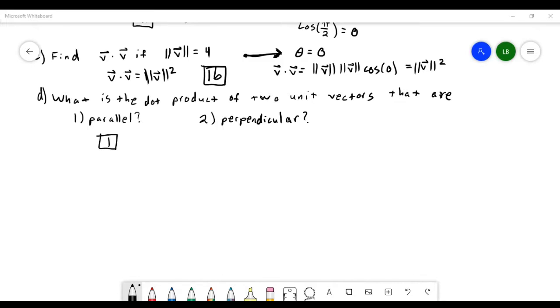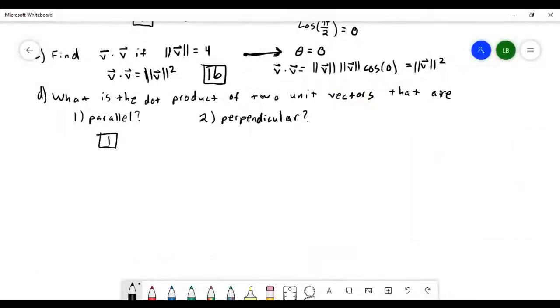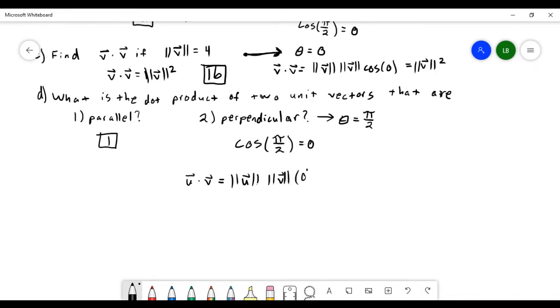Zero, right. And again, this goes back to the angle between them. If they're perpendicular, that means the angle between them is pi over 2. The cosine of pi over 2 is equal to 0. So that makes the whole right-hand side of our dot product formula equal to 0. So, in fact, any two vectors that are perpendicular will have a dot product of 0.